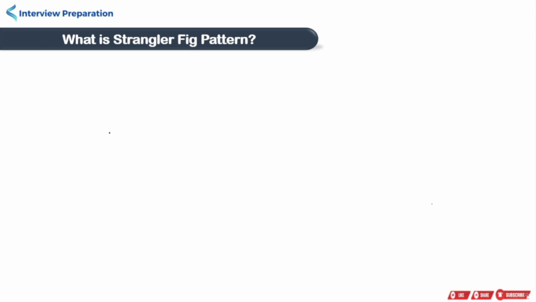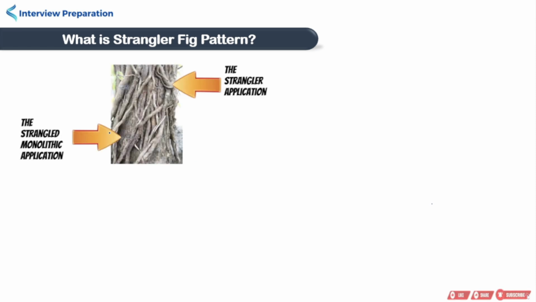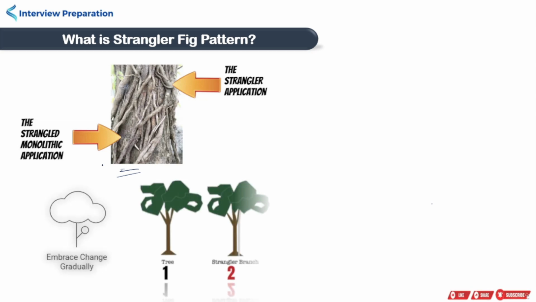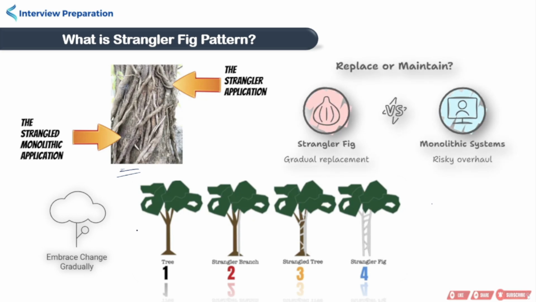The Strangler Fig Pattern derives its name from the Strangler Fig plant which grows around a host, eventually replacing it while allowing the original tree to remain standing until it is fully supplanted. In software development, this metaphor illustrates the gradual replacement of an outdated system with a new one, enabling organizations to transition smoothly without disrupting the existing operation.